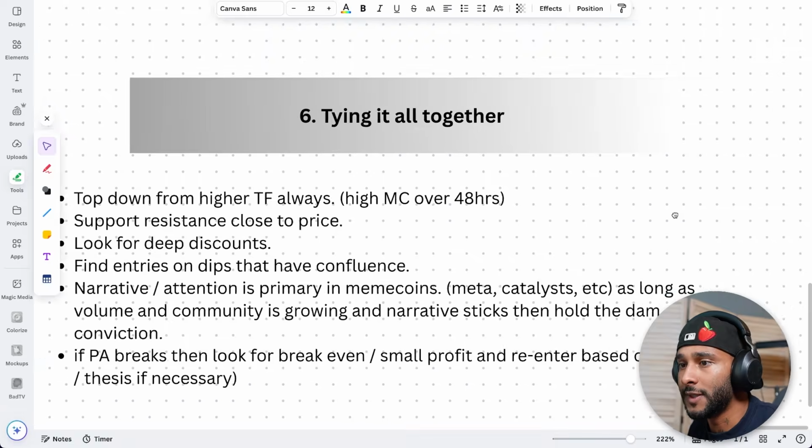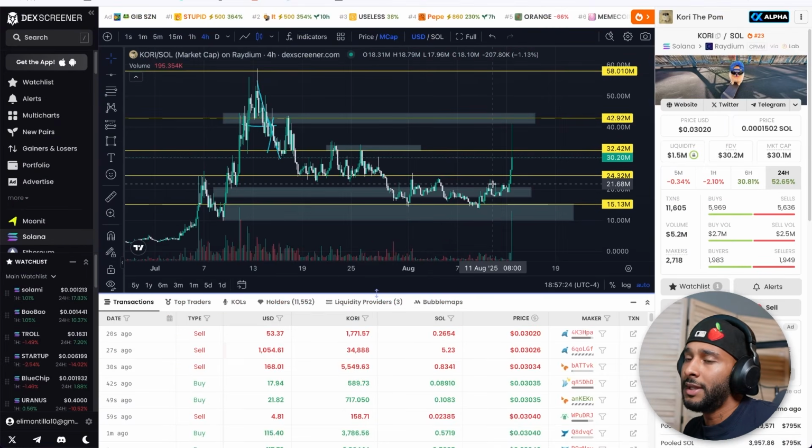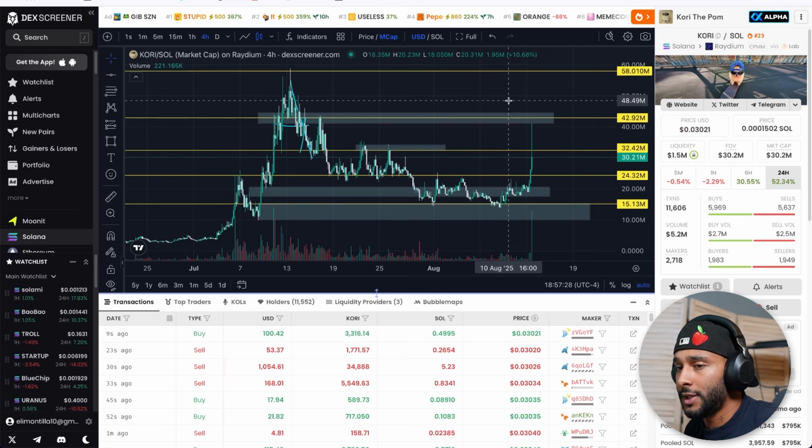Now, tying it all together, that's what a top-down analysis is. Some people will use all these indicators, moving averages, RSI, look for divergence, all those things. I don't go that hard with technicals on memes because the basics will do it for you. Understanding this at a high level and just repeating those patterns and seeing it over and over again is going to help you.